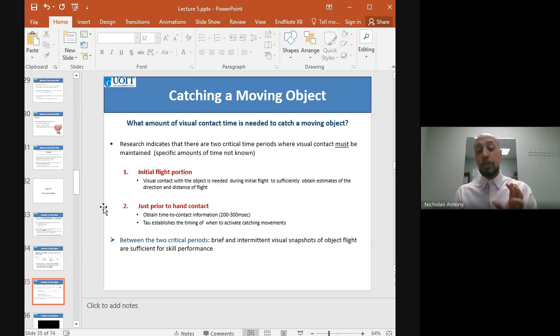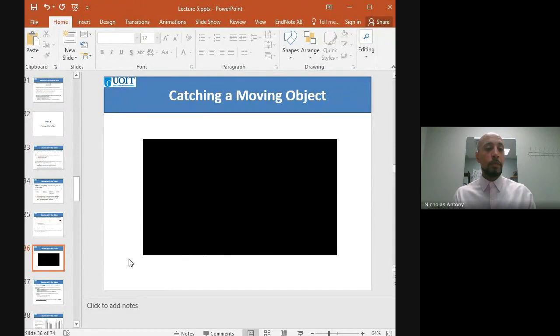So vision is very important in the initial portion to look at the object initially and get an idea of where it's going to go and give you that information. And then vision is important prior to catching because you need central vision to give you the timing of when it's going to make impact. So between the two critical periods of initial flight and just prior to contact, vision of the object isn't actually necessary as much. Does that make sense, everyone?